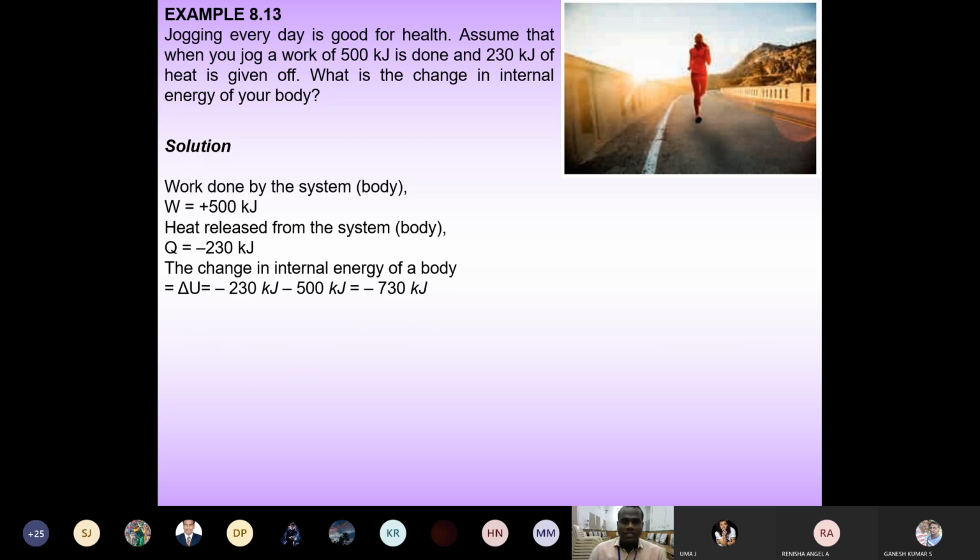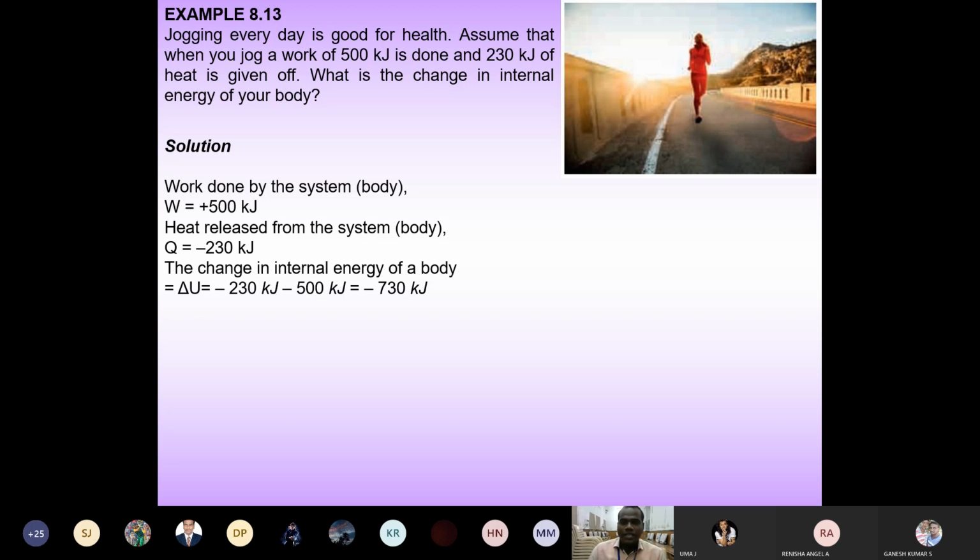Next example. Jogging every day is good for health. Assume that when you jog a week, work of 500 kilojoule is done and 230 kilojoule of heat is given off, right? What is the change in internal energy of your body? So here is another example of the first law of thermodynamics. We can find the change in internal energy of our body, the system, by using the first law of thermodynamics. So we have to note down the value for W and the value for Q.